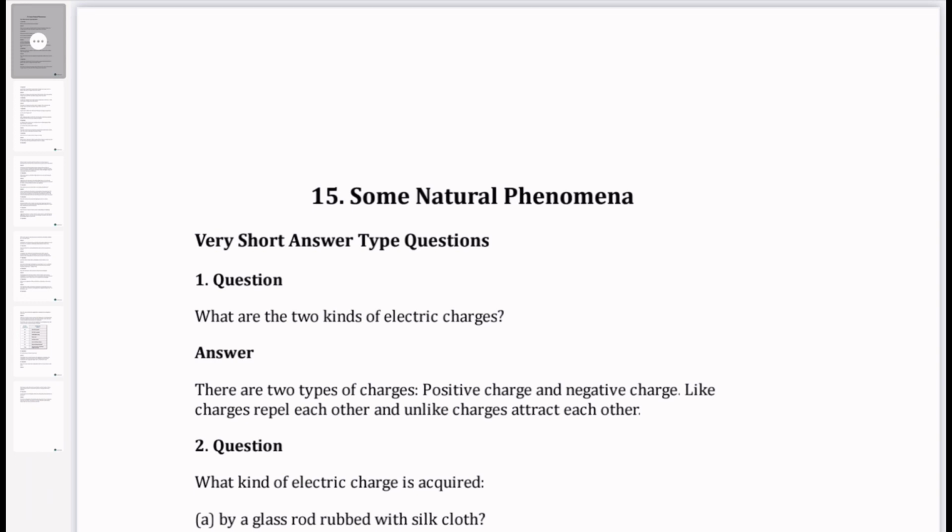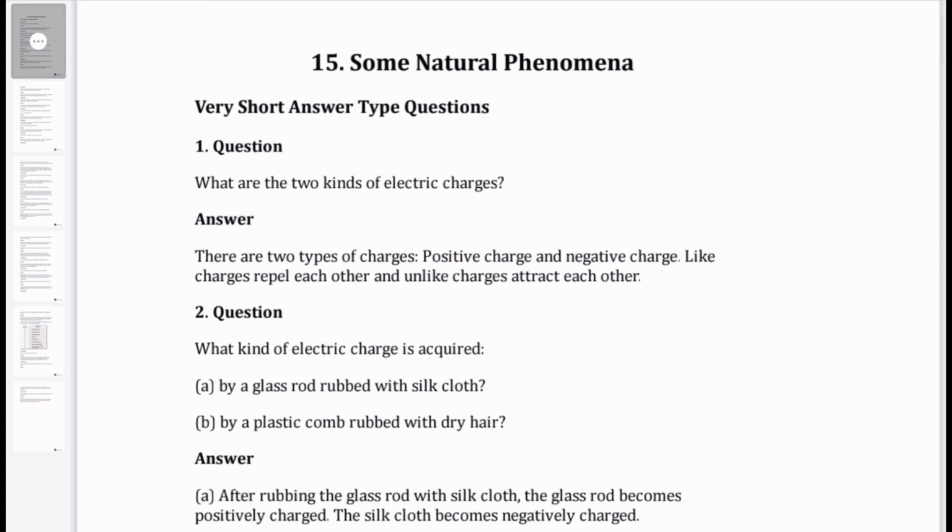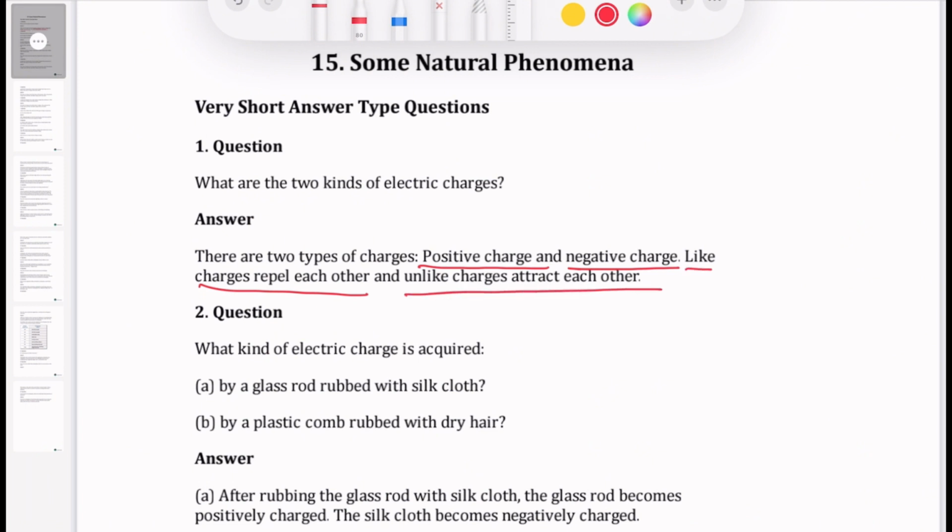So the first question is, what are the two types of electric charges? We know there are positive charge and negative charge. And also we know like charges repel each other and unlike charges attract each other.